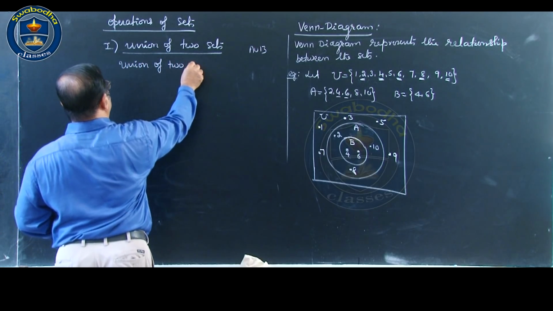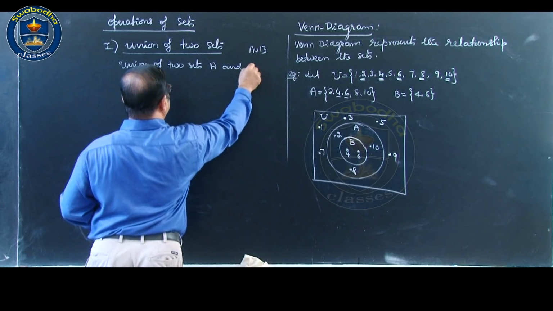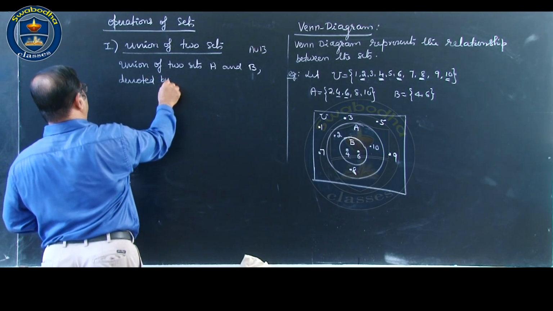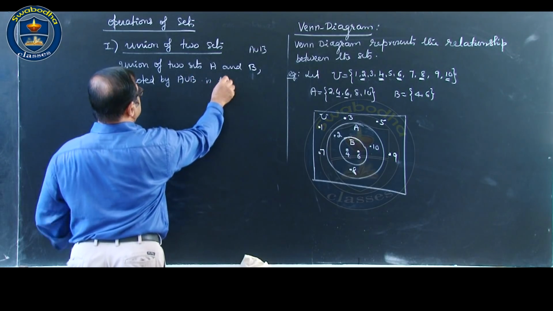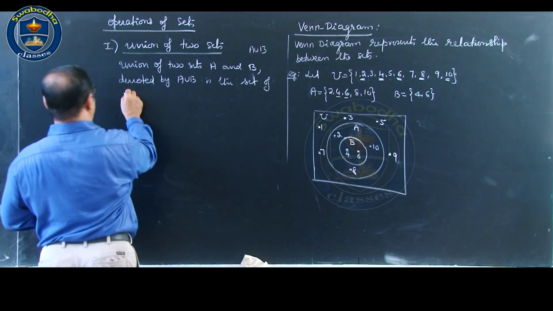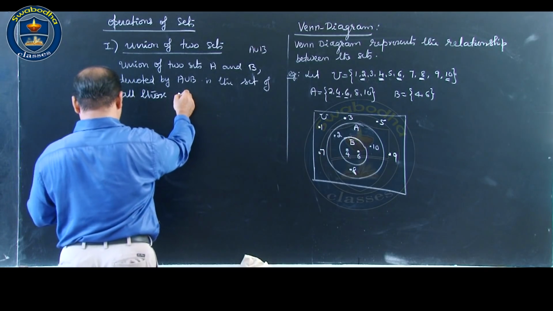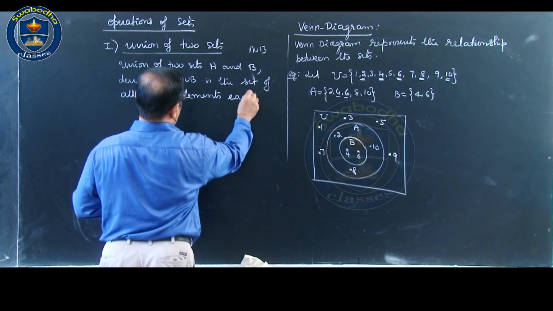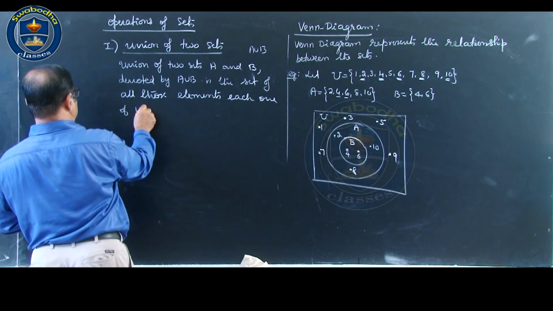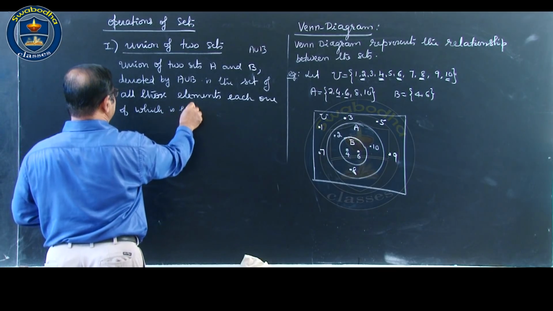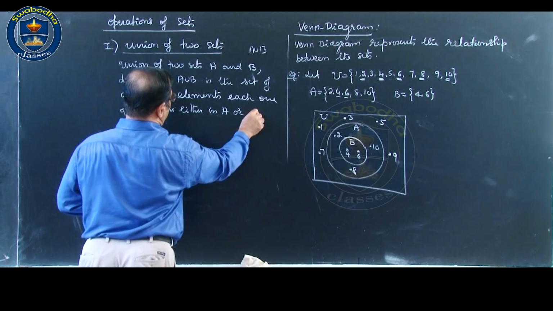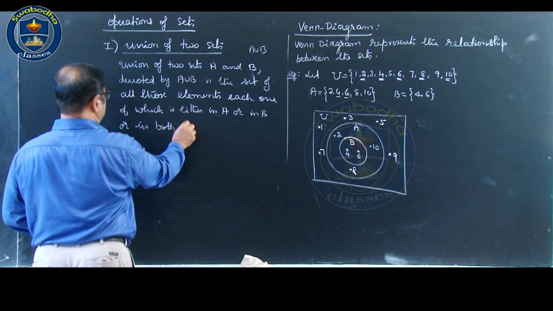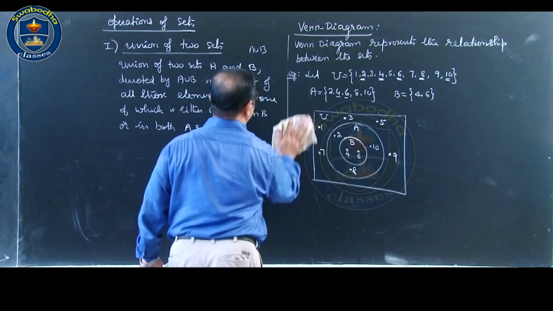Union of two sets A and B, denoted by A union B, is the set of all those elements, each one of which is either in A or in B or in both A and B.